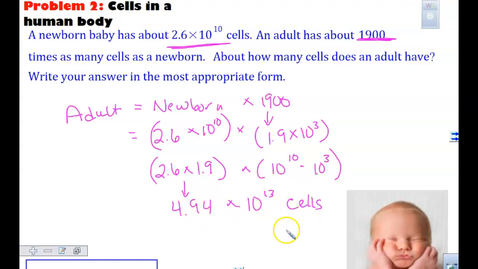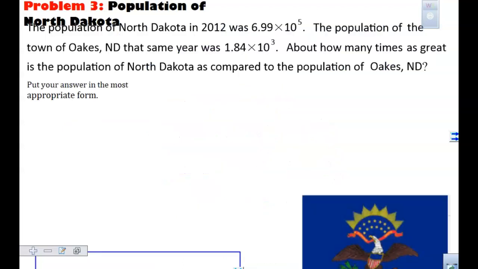This is probably a more appropriate way of writing this, rather than putting the 494 followed by how many zeros? Not 13, but this would have had 11 zeros behind it, right? This makes a lot more sense. 11 zeros behind that, that's a huge number, right?